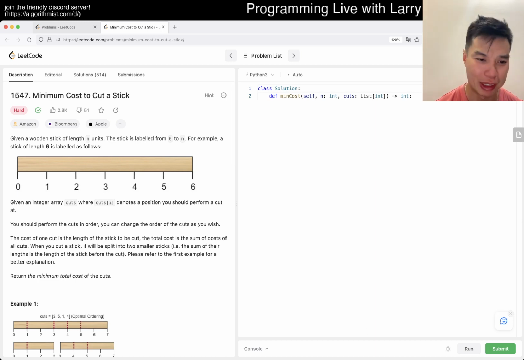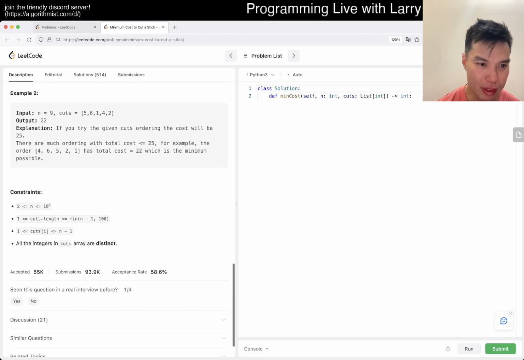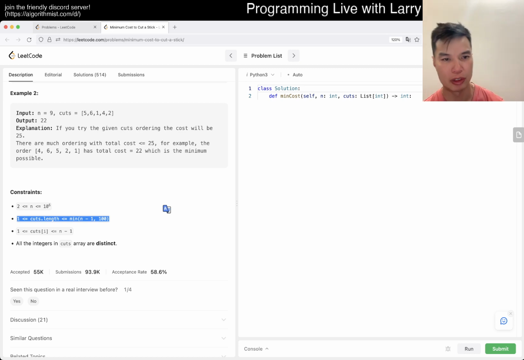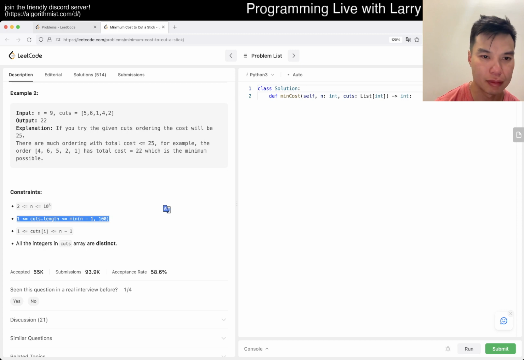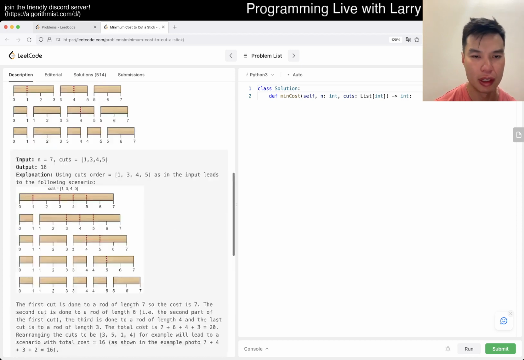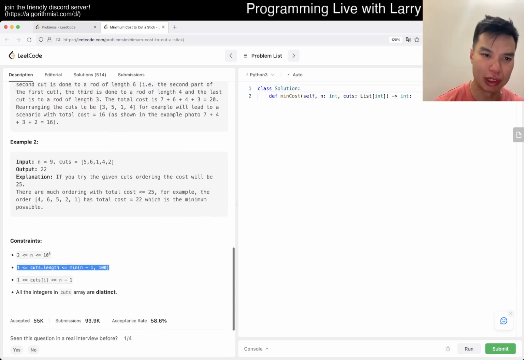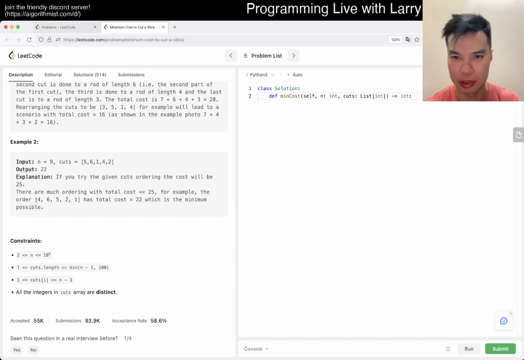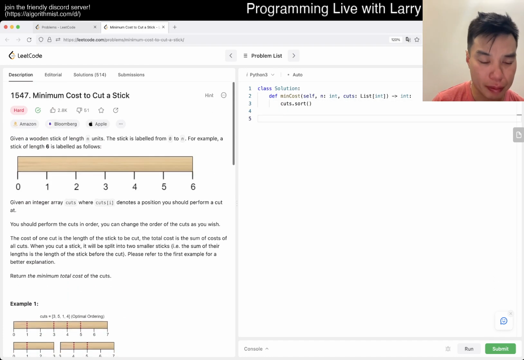So this is probably going to be dynamic programming. N is 10 to the 6, but the number of cuts is only 100, so we probably want to do this in the order of the number of cuts. And of course, the first thing you should do is that cuts is not sorted. So let's sort cuts.